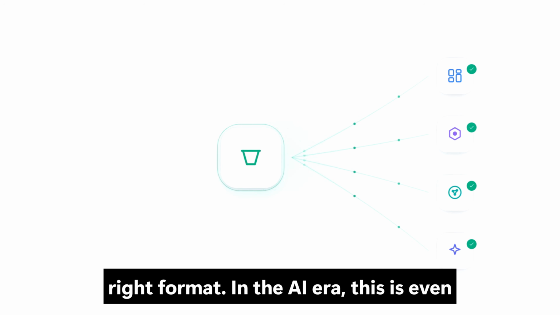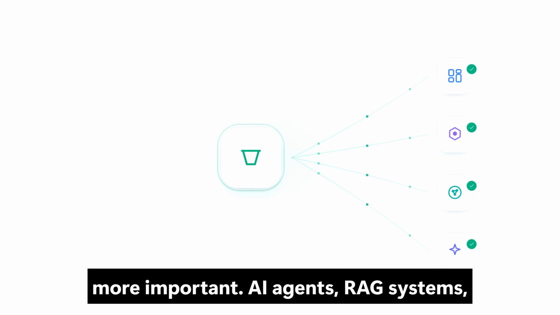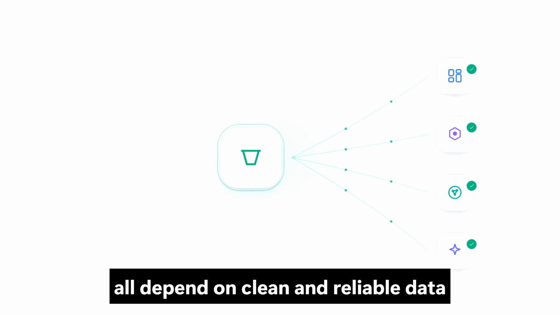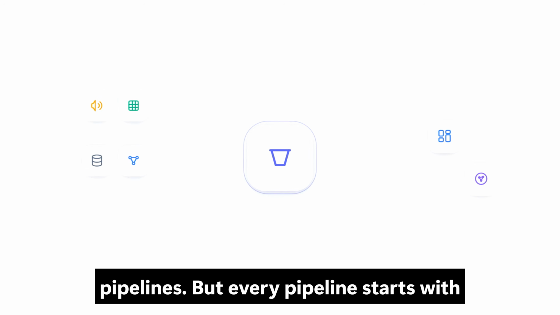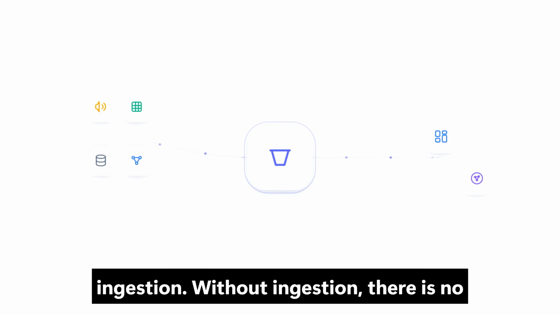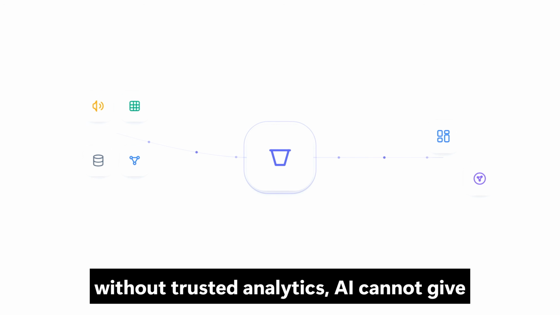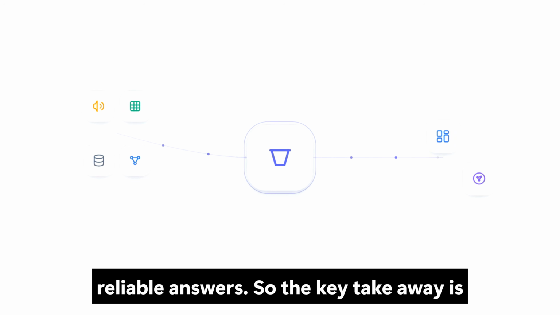In the AI era, this is even more important. AI agents, RAG systems, LLM applications, and analytics dashboards all depend on clean and reliable data pipelines. But every pipeline starts with ingestion. Without ingestion, there is no data pipeline. Without a data pipeline, there is no trusted analytics. And without trusted analytics, AI cannot give reliable answers.